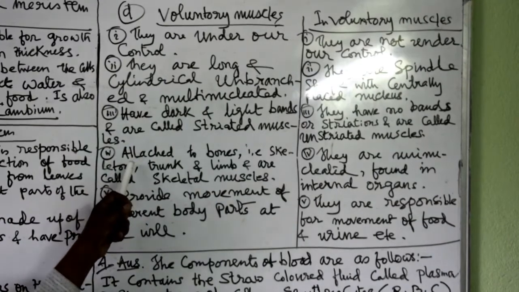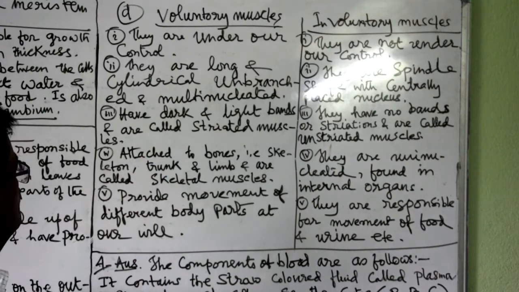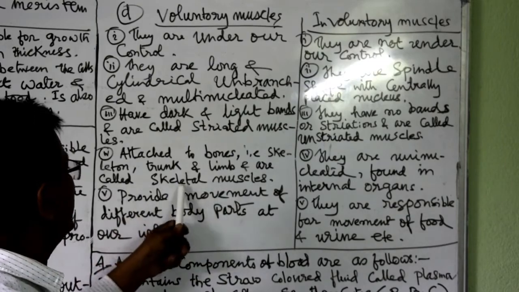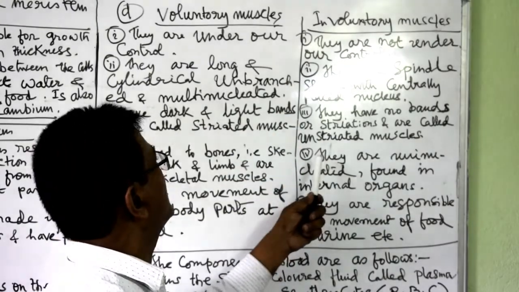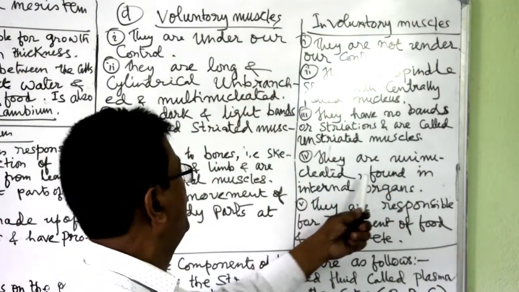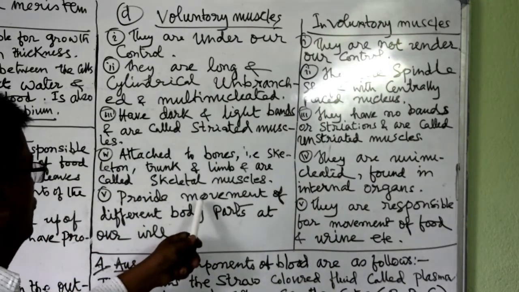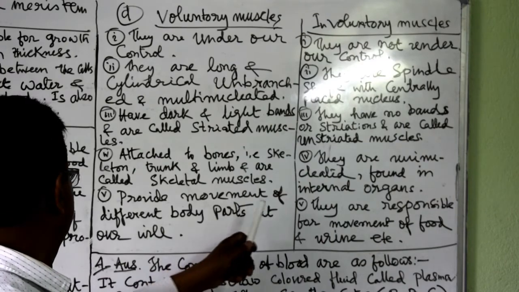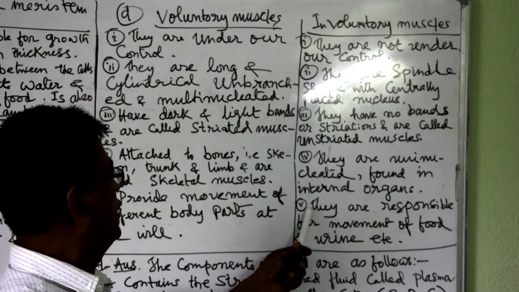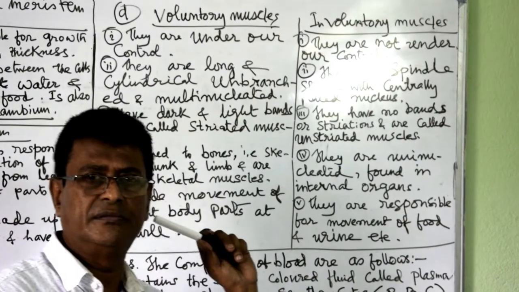Number 4, voluntary muscles are attached to bones, that is skeleton, trunk and limb, and are called skeletal muscles. And involuntary muscles are uninucleated, found in the internal organs. Point number 5, they provide movement of different body parts at our will. And number 5, for involuntary, they are responsible for movement of food and urine, etc.